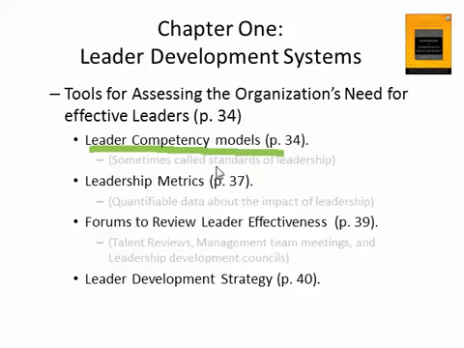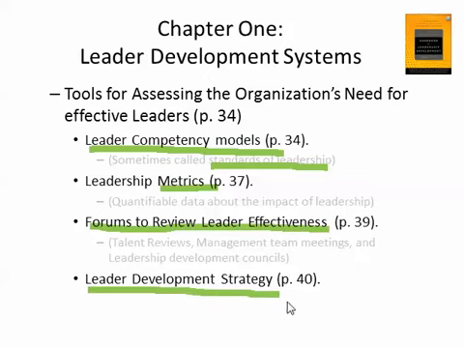Leader competency models are important. That is, we have to have some kind of understanding, sometimes called standards of leadership, of what we're trying to get to when we're dealing with leaders. We also have to be able to measure, so we need leader metrics. Some kind of forum to review leader effectiveness, team meetings or some other forum. And then finally, we need to develop a development strategy, and these are all component parts of the tools that we need to assess for effective leadership.